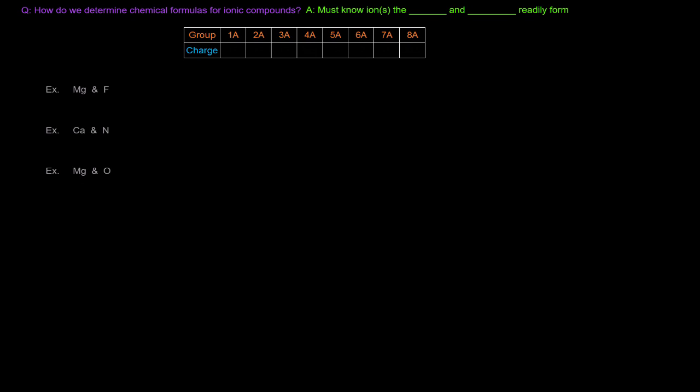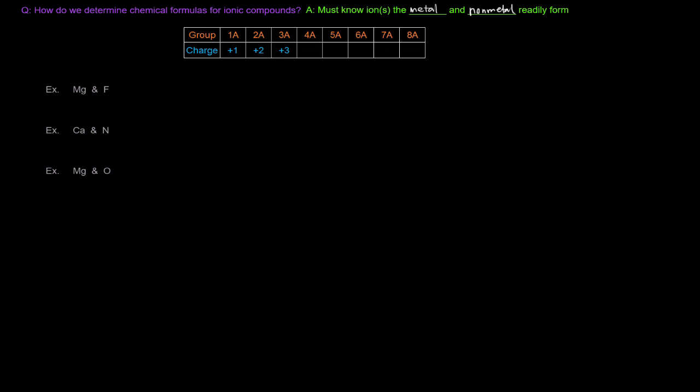Now the question is, how do we determine chemical formulas for ionic compounds? Well, we must know the ion or ions that the metal and nonmetal readily form. When it comes to the representative elements, the 1A through 8A elements, we can just memorize this. The group 1A elements will readily form a charge of +1, 2A +2, 3A +3.